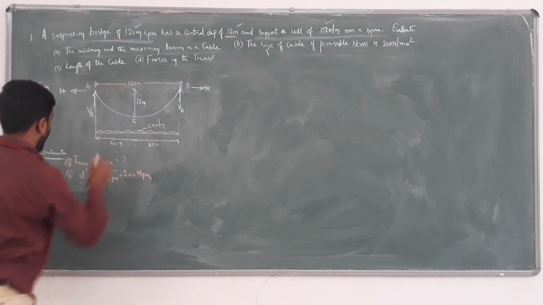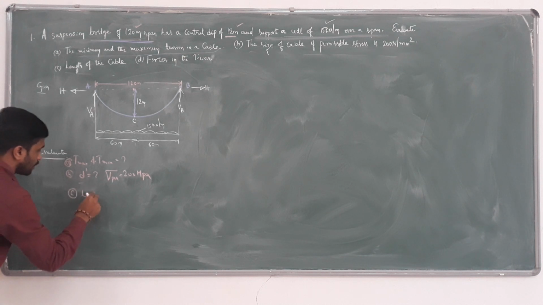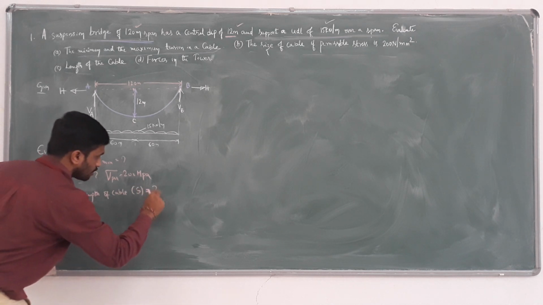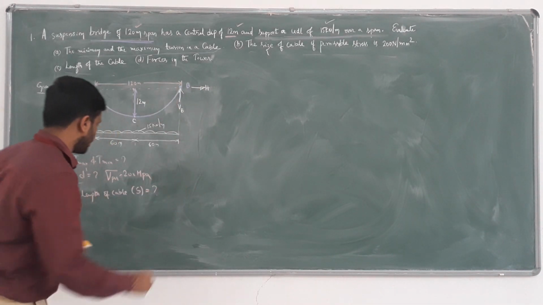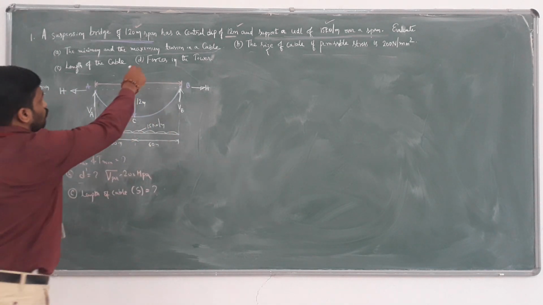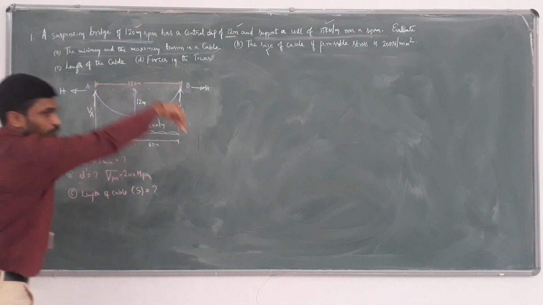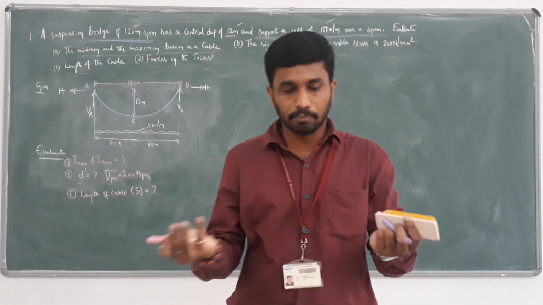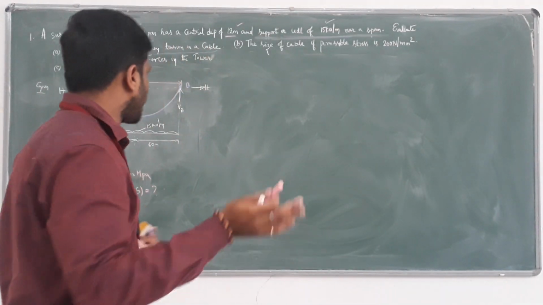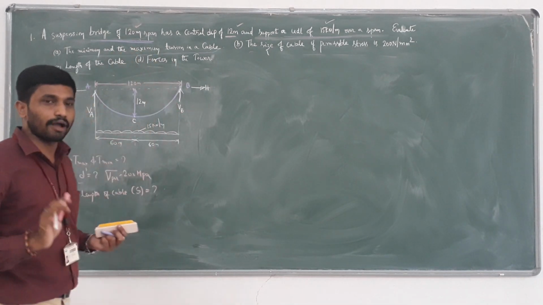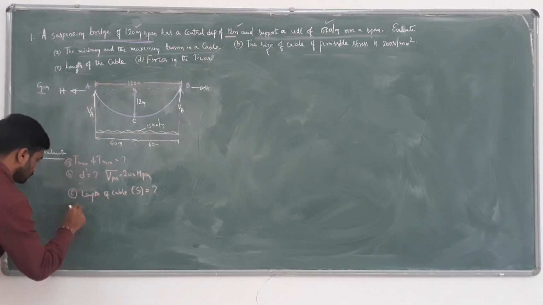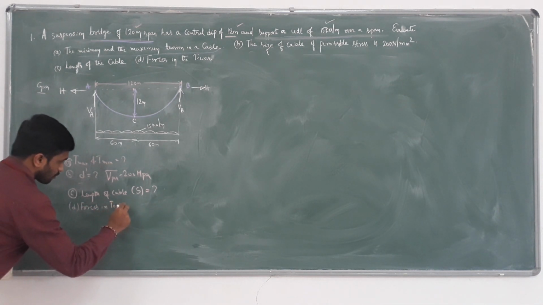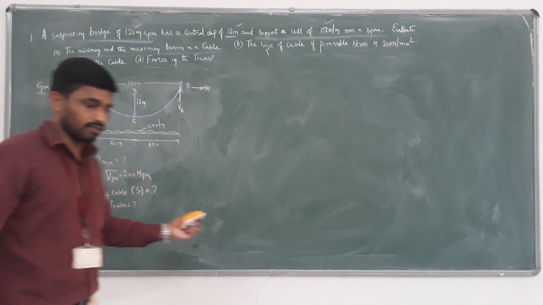Third, it is asking to determine the length of the cable, that is S. I know L and I know the dip, so we determine S. And also the forces in the tower. There are two towers, and we have to assume some particular tower support, either a pulley or a saddle. Depending on the type of support, what are the forces in the towers? We determine this in D. These are the four things it is asking to evaluate.